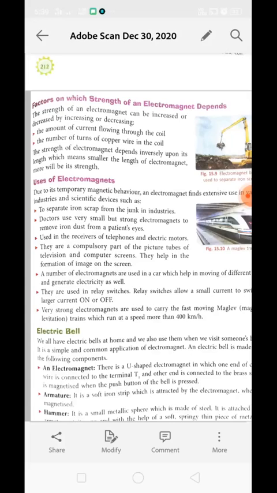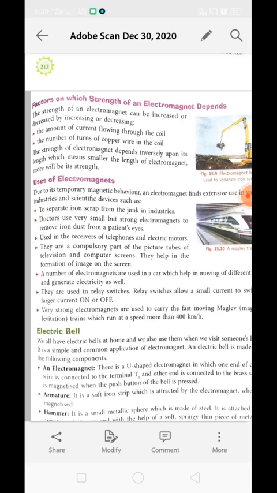Next topic is factors on which the strength of electromagnet depends. The strength of electromagnet is provided by the help of electric current. So we can increase or decrease it by controlling the electric current, right? So what are the factors on which the strength of electromagnet depends? The first factor is the amount of current which we are providing through the coil.